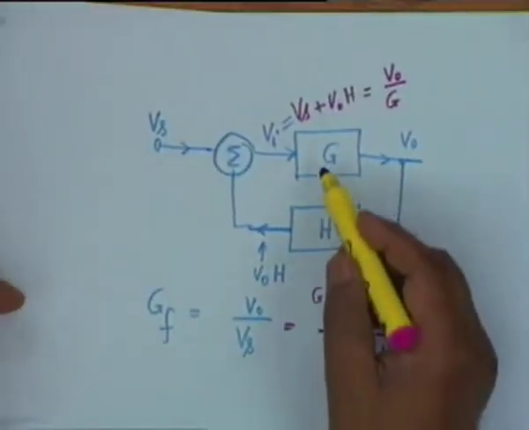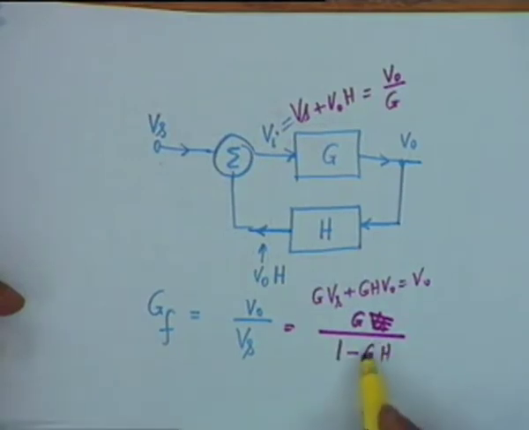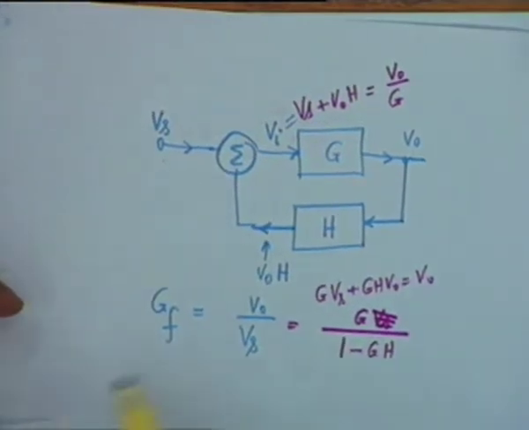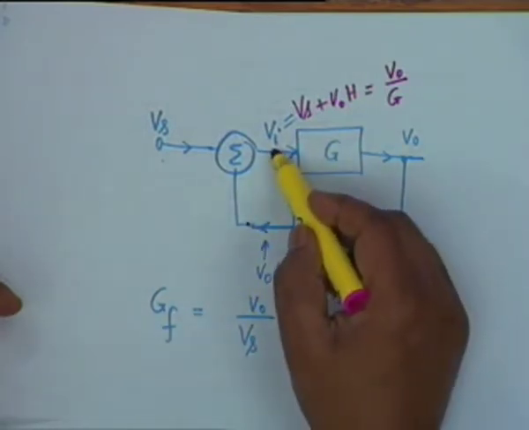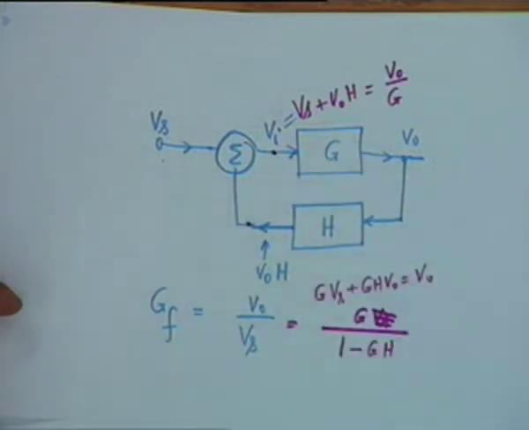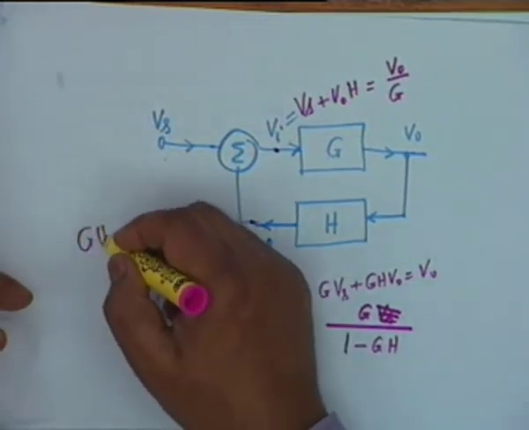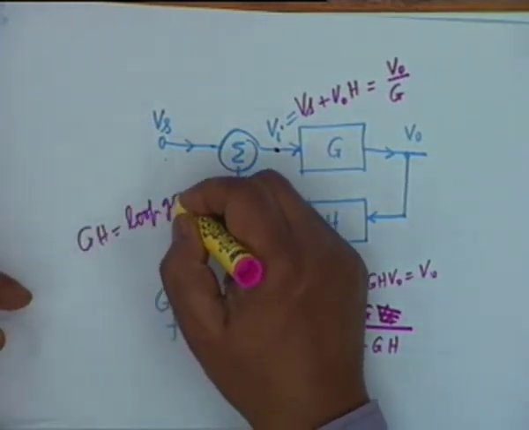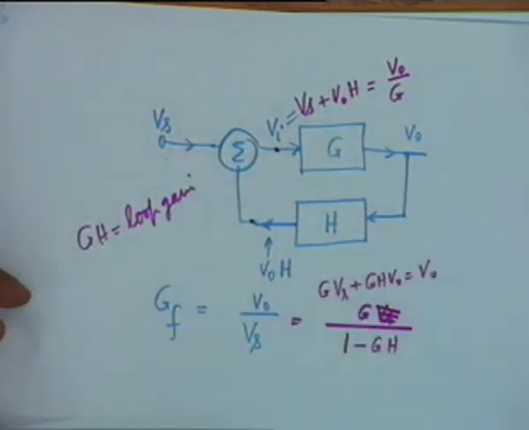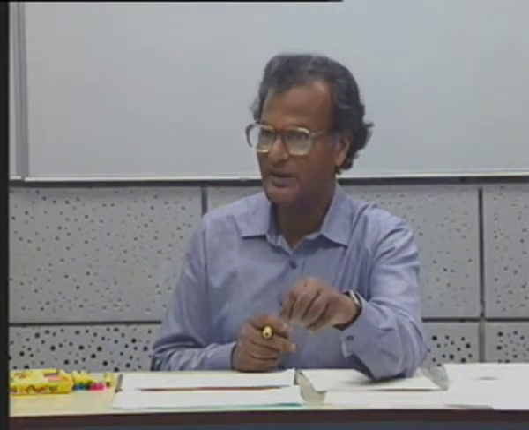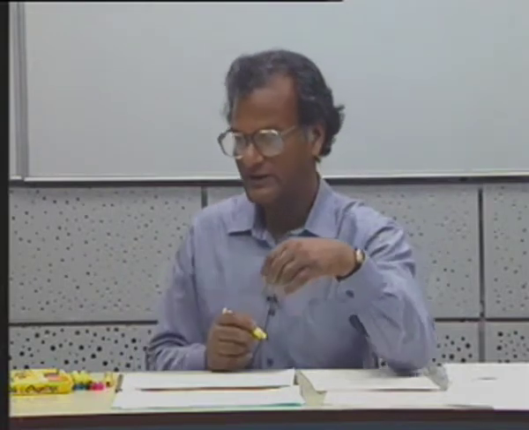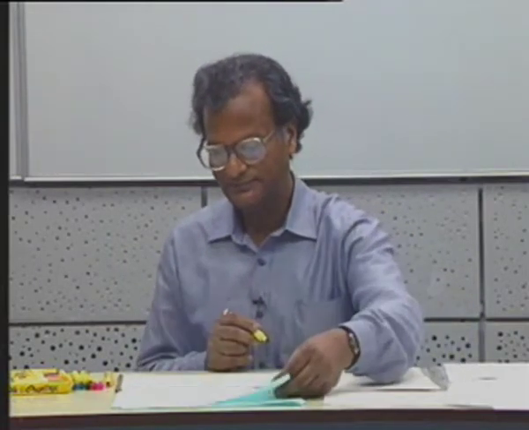You can see that G times H, this quantity figures here, is the gain from here to here. If you start from this point and you come here, the gain is G times H. It is also called the loop gain. G times H is called the loop gain. It is the gain of the feedback loop. That is, if you start from a point in the feedback loop and try to come back to the same point through the summer, then the overall gain from here to here is GH, the loop gain.